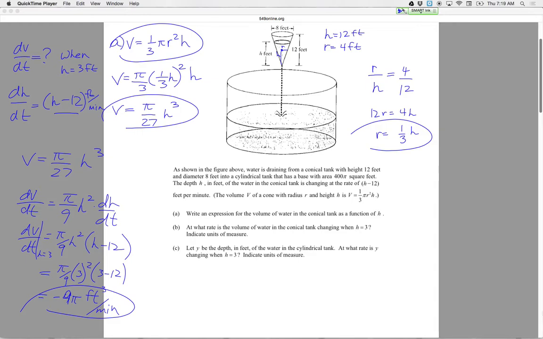Let Y be the depth in feet of the water in the cylindrical tank. Now we're not talking about the conical tank, we're talking about the cylindrical tank. So which one are we talking about? The cone, the Coke can, not the cone. Okay, so if we saw this big water tank, and you had this cone thing draining water into this big, catching water in this conical tank, all right, can you imagine what that would look like?